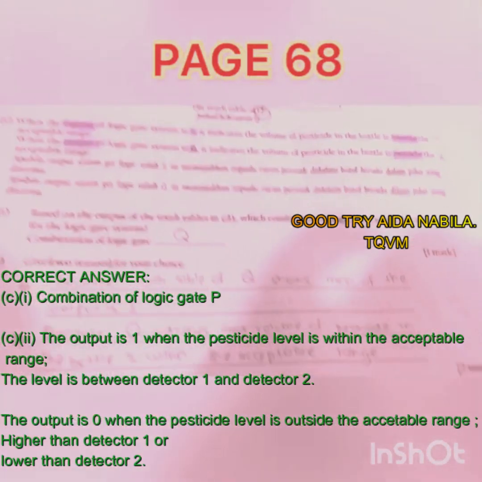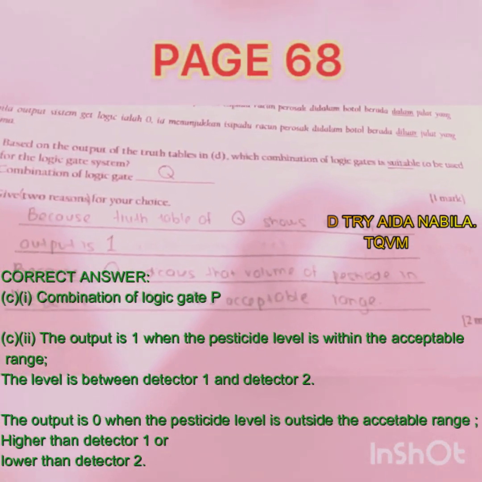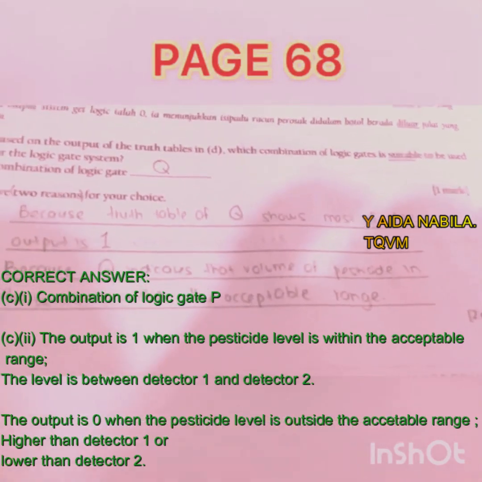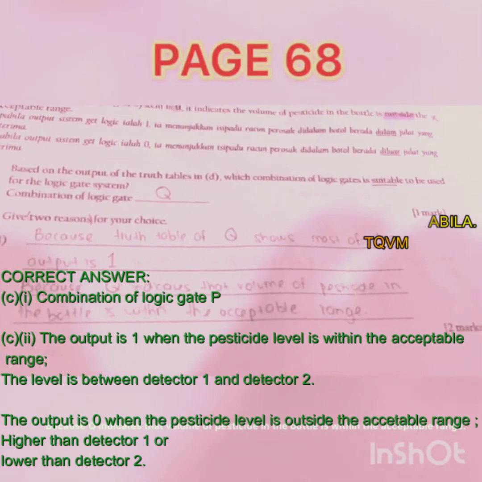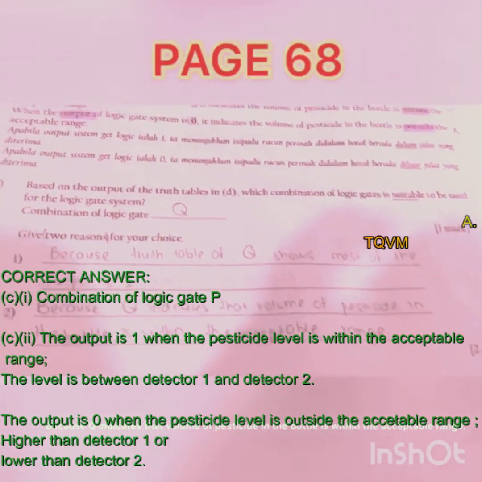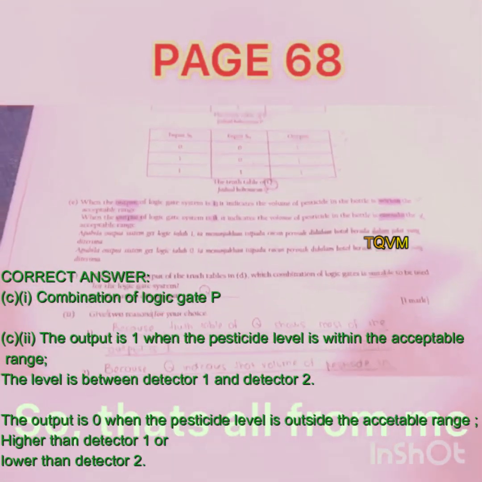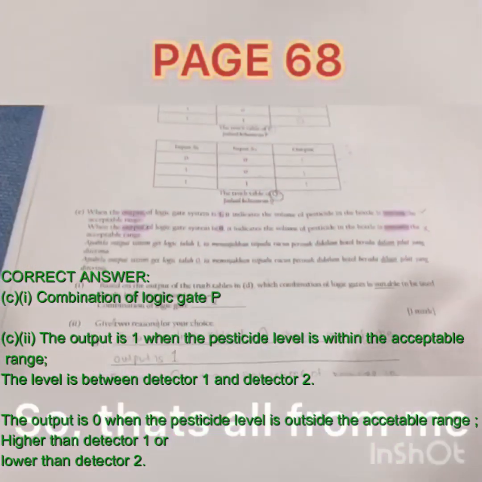So sebab tu lah kan. So the second tu adalah second reason, because Q indicates that volume of pesticide in the bottle is within the acceptable range. So that's all from me.